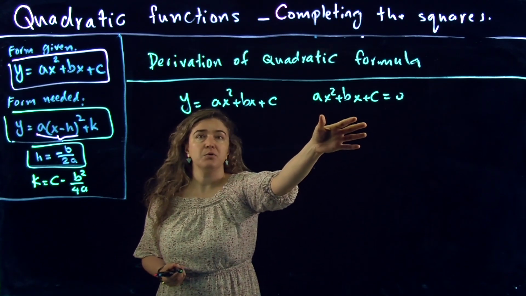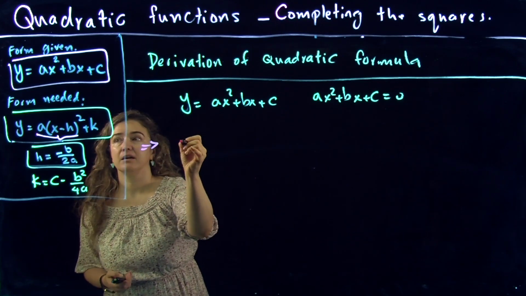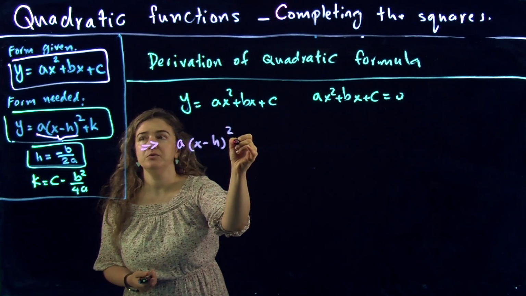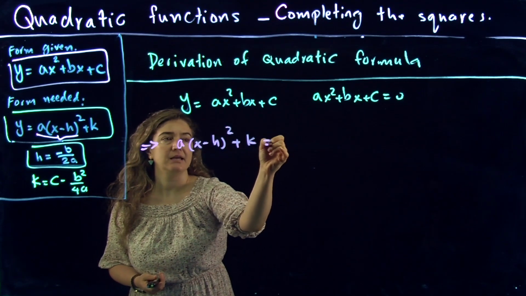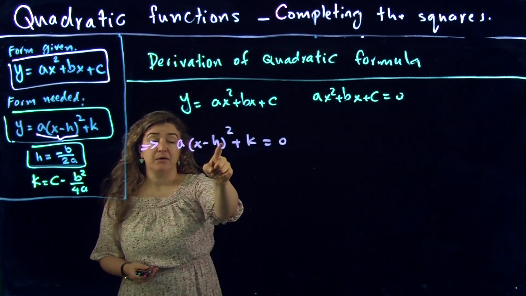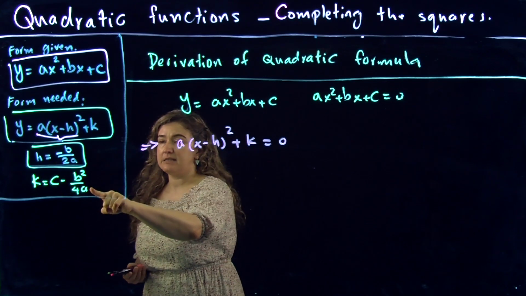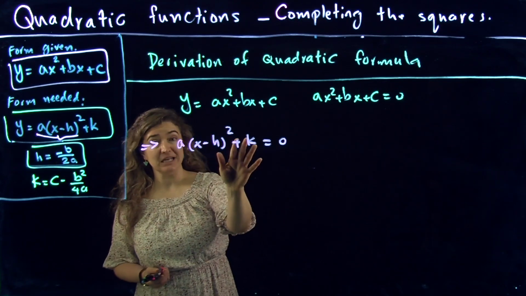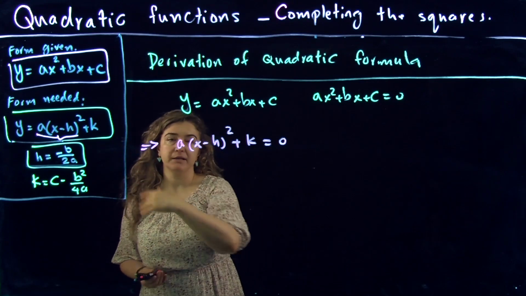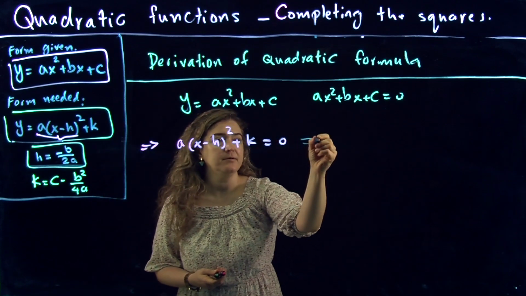So completing the square means I'm replacing that with a times (x minus h) to the power 2 plus k equal to 0, where h is this formula and k is this formula. But I'm not plugging in yet. I'm going to solve for x, then plug them back in.